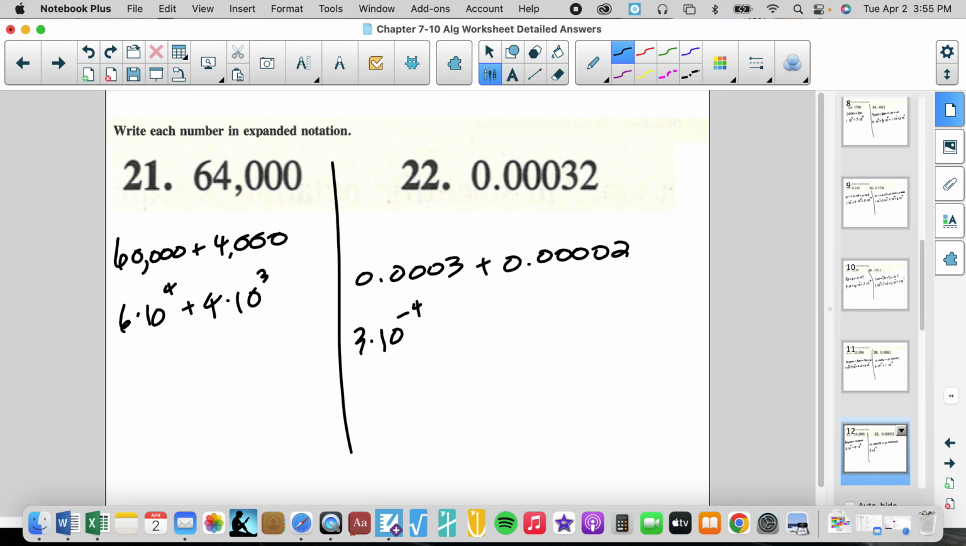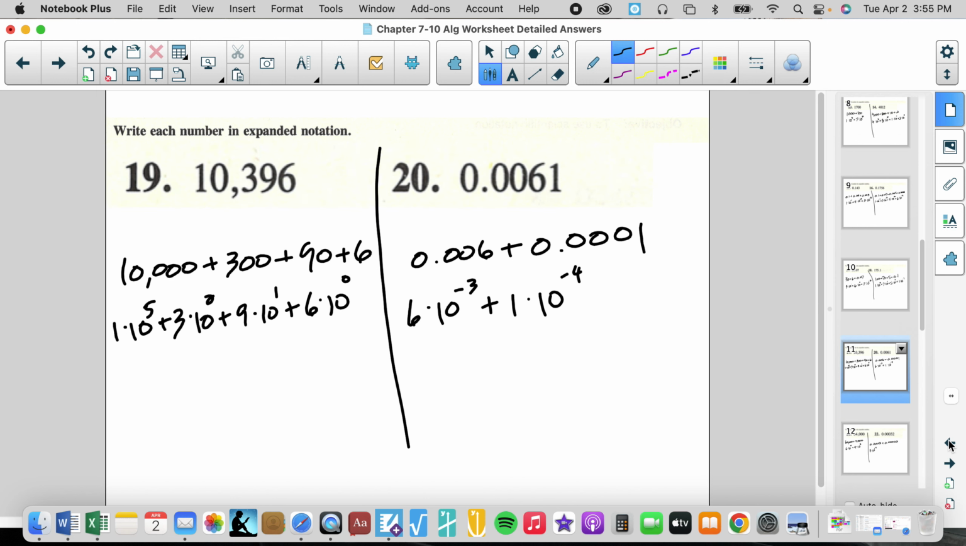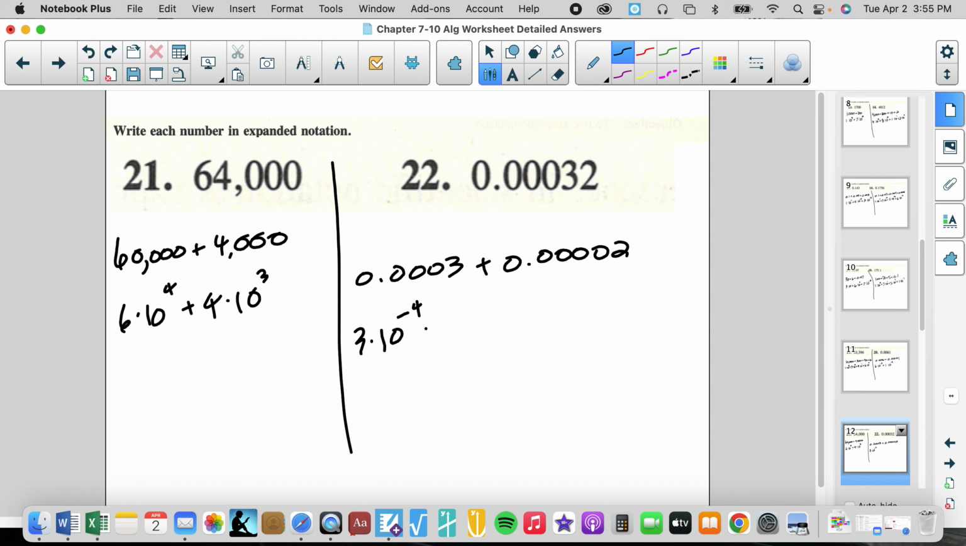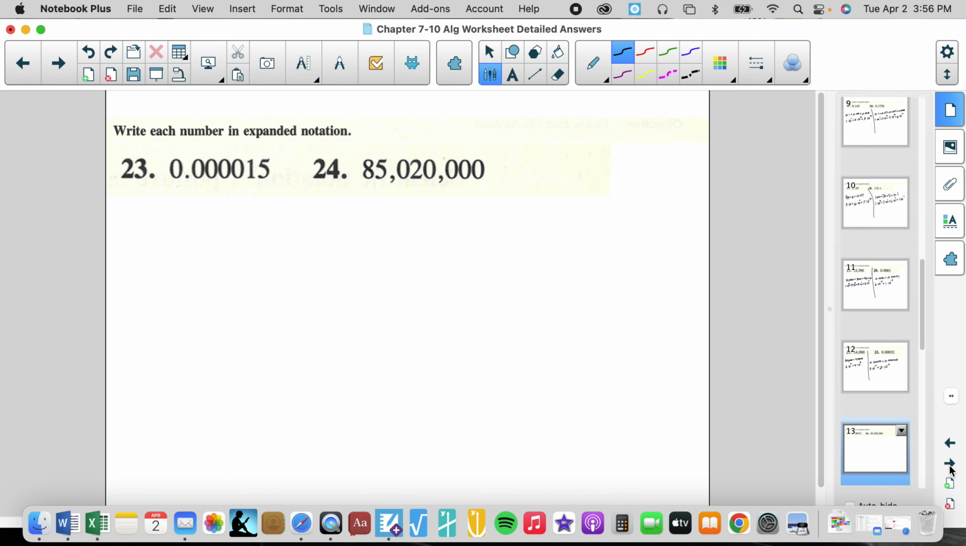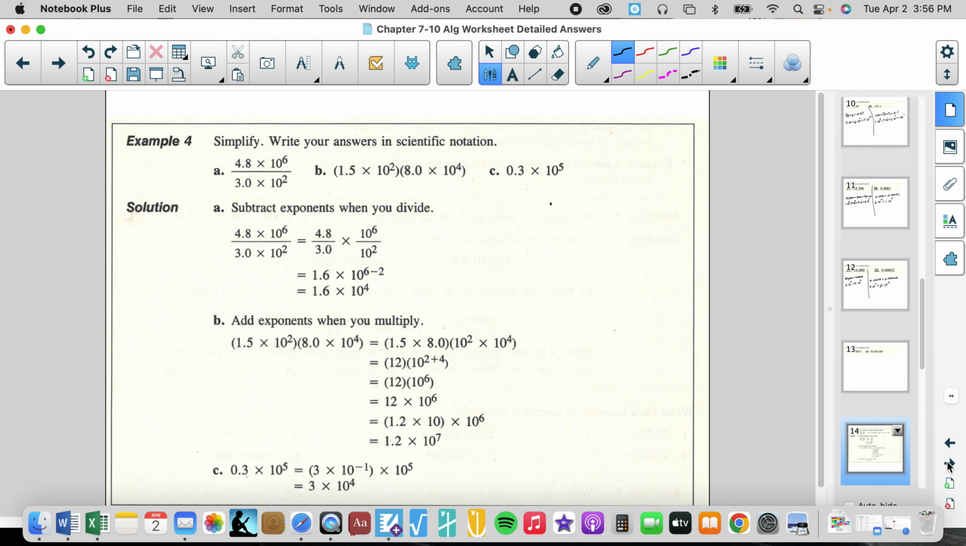Four? All right. 10,000, yeah, 4. Plus 2 times 10 to the negative 5. So how many more? Okay, good.